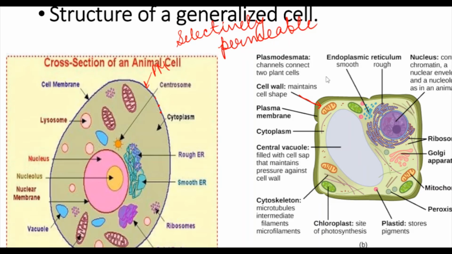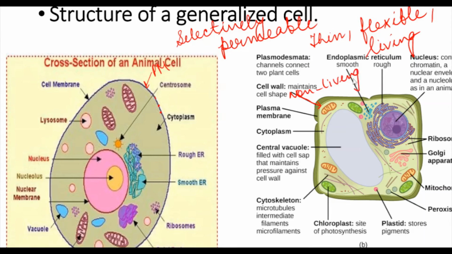What else, children? It is thin. The plasma membrane is thin, flexible and living structure, isn't it? But what about the cell wall? It is non-living. I already taught you before. So plasma membrane is living in nature and it is very thin. We can write that flexible.